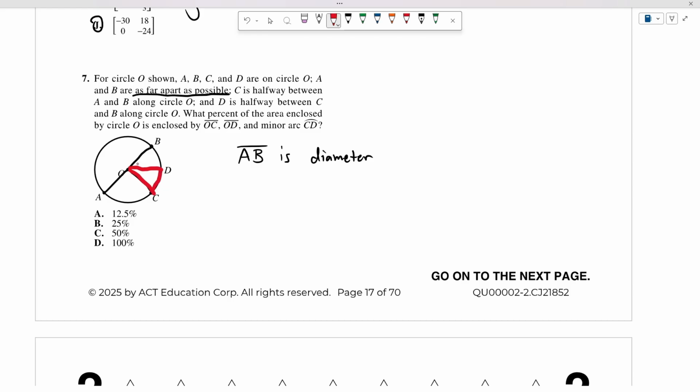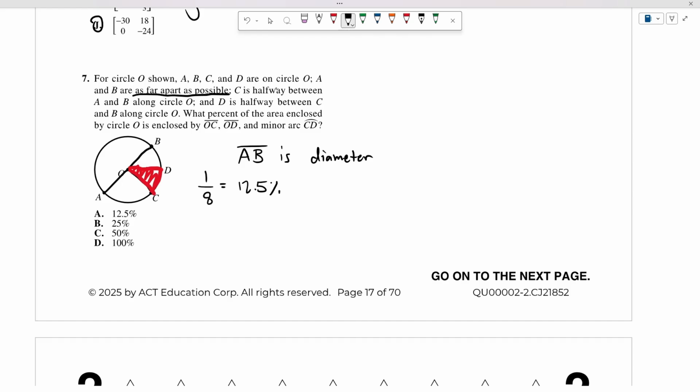Okay? So they're asking you how big is this sector of the circle, okay? We just said, right? This is 1/8 of a circle. If it's 1/8 of the circle, you want to convert that to a percentage, you get 12.5%. Okay?